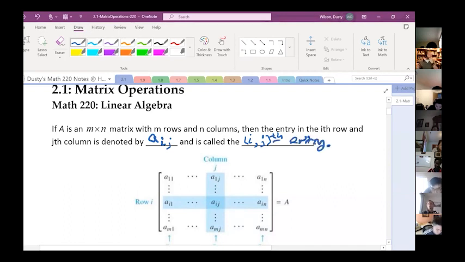So in some of your assessments, I saw people were writing it out longhand. There's a pivot in the second row and the third column. You'd say it longhand in English. Now you have this aij and ijth entry vocabulary. It will make your life less miserable.